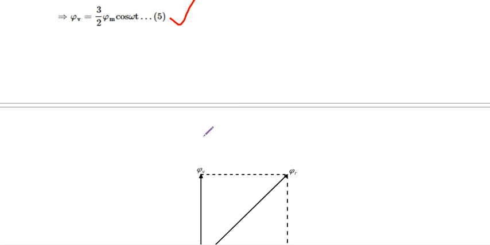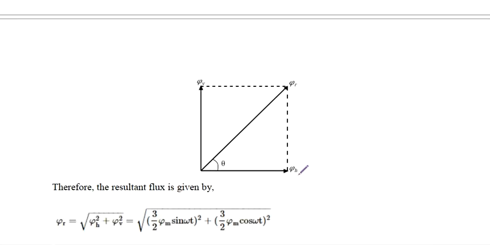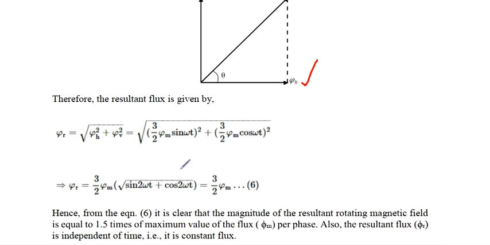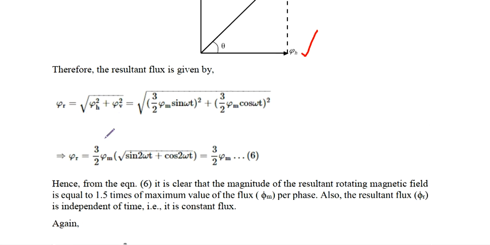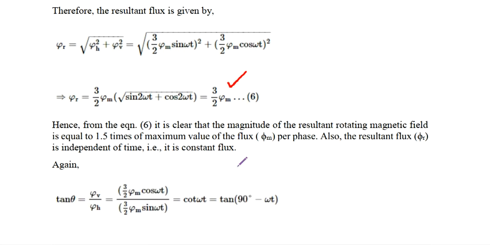Then the resultant vertical axis flux component will be coming like this. Now, if you draw the phasors of the horizontal axis component and the vertical axis component, then the resultant will be phi r. As per Pythagoras theorem, you will be getting the square root of phi h square plus phi v square. So this will be giving a value of 3 by 2 into phi m, which is 1.5 into phi m. That means it is a fixed value, right? The resultant flux magnitude is fixed.